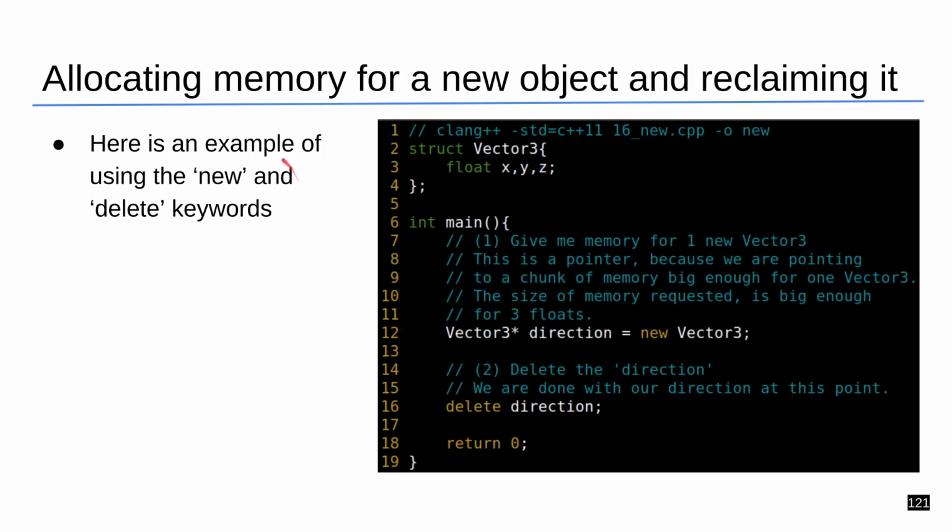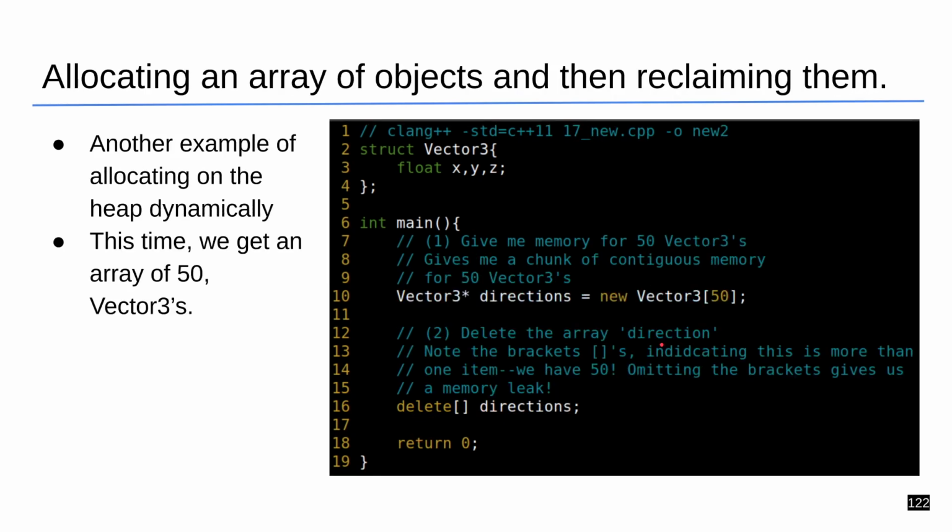Okay, so here's an example where we might allocate memory for this custom data type here. It's a Vector3 with x, y, and z. I allocate with new here, and then I delete, because I have to reclaim any memory that I've allocated.